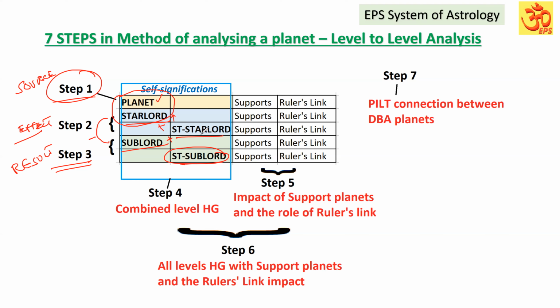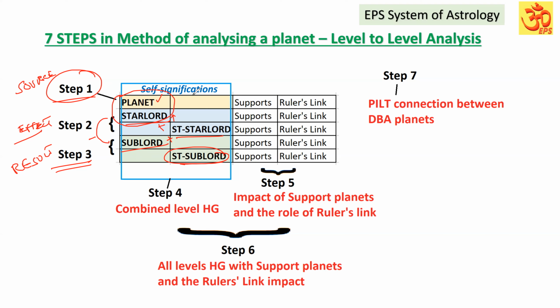Suppose the star lord of the star lord is unfavorable and the sublord is also unfavorable, that unfavorable impact is going to be more. So that way, whether the sublord is getting some support from the star lord of the star lord, or the star lord of the star lord is further supported by the sublord, that also can be studied to know some additional supports. So, studying each planet's source, effect, and result, and their combined effect, is by way of step 1, step 2, and step 3.